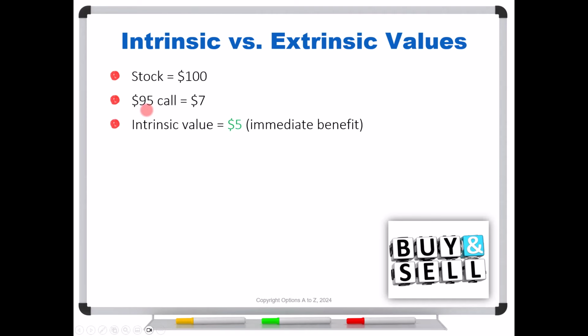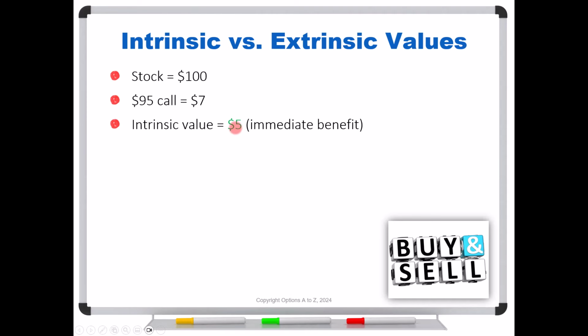And we know that because the way to back into that and figure it out is that you have the right to pay $95 with the 95 call when the stock is trading for 100. Well, doesn't that seem like an advantage, to be able to pay 95 instead of the current market price of 100? Well, yes. If the answer is yes, there's intrinsic value. Then ask yourself, how big is that advantage? Well, it's $5. And so that's where that $5 of intrinsic value is coming from.